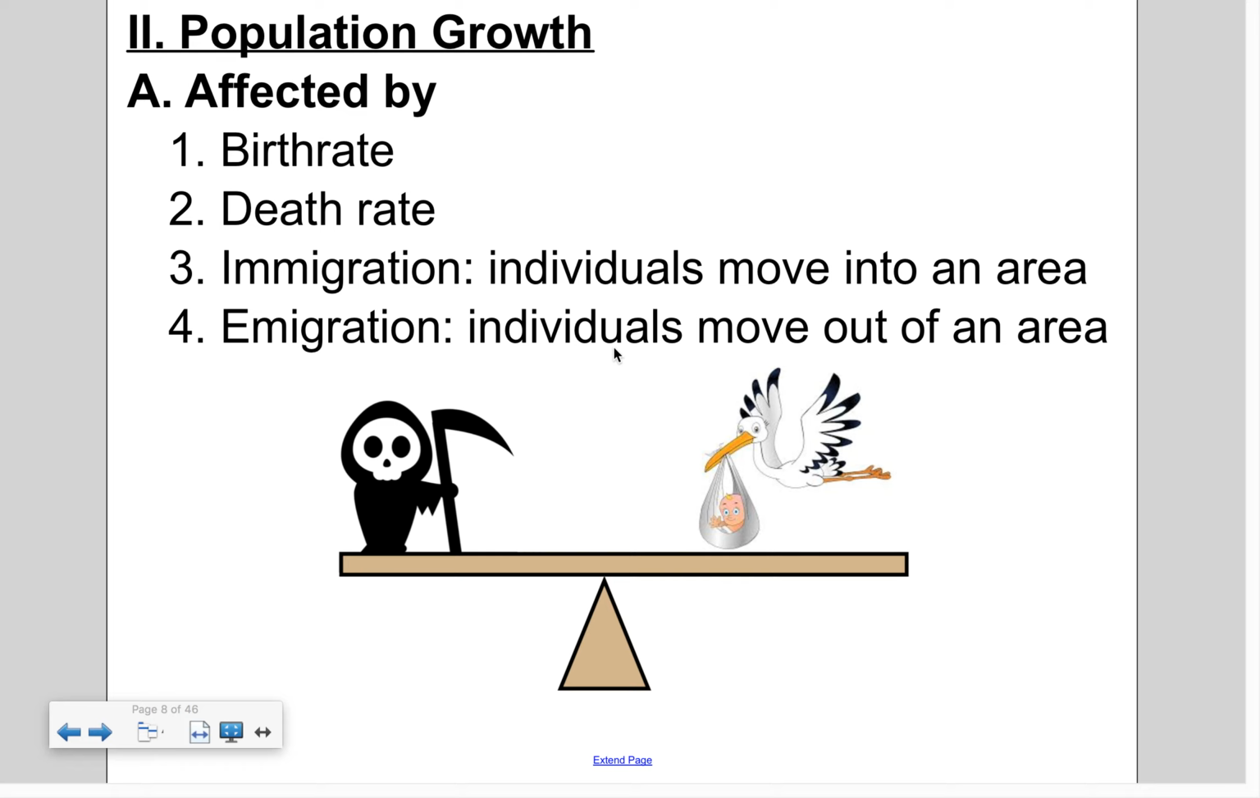Why not? Okay, so population growth is affected by 4 things: birth rate, death rate, immigration, and emigration. So birth rate and immigration increase population because you have more individuals, or these individuals move into that area, so it increases your population for that species or city, whatever you're looking at. Death rate and emigration decrease your population growth because, you know, if you're dead, you can't reproduce, right? And then you lose population that way. And then emigration, people leave the area.